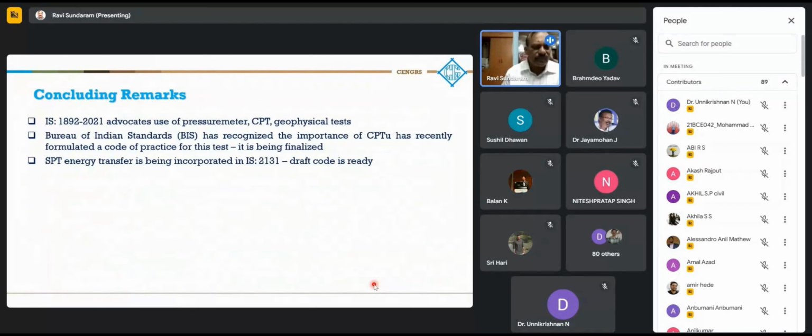Now, as you know, the IS 1892 2021 version advocates use of pressure meter, CPTU, geophysical tests, etc. CPTU is now being incorporated. New code is being finalized. It should come any time now. Similarly, SPT energy transfer is also being incorporated into IS 2131. Draft code is ready and should be released soon.